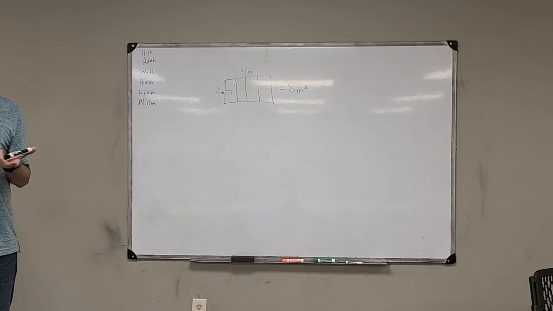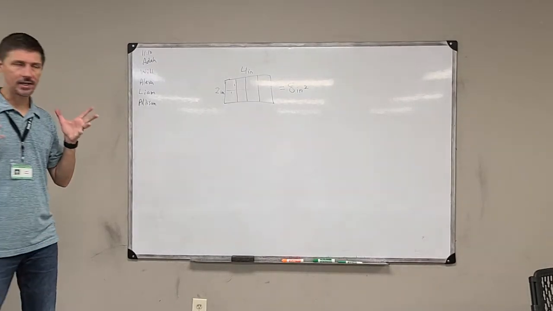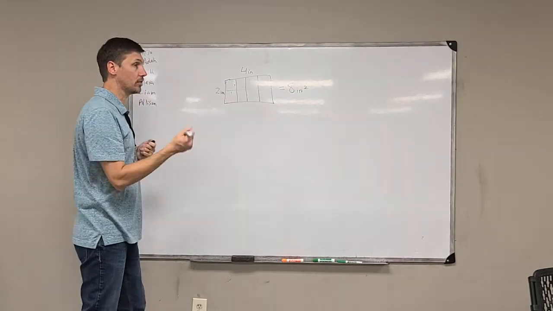For all of these different shapes, we've got a formula that we can remember. But that's where the formula comes from. It's this idea of thinking, if we had a bunch of 1 by 1 squares in there, what would the area be? And so for this one, go ahead.